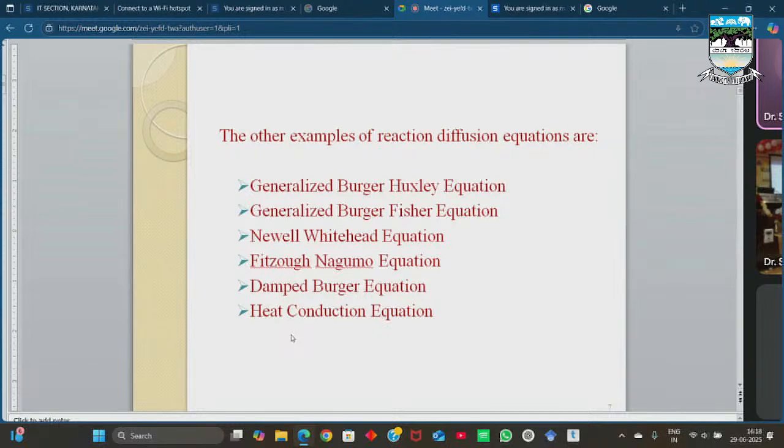Pizzo-Nagumo equation, damped Burgers equation, heat conduction equation. And if we go for higher order, then we have Kuramoto-Sivashinsky, Fisher-Kolmogorov, Fisher equation, etc. These are all reaction diffusion equations.